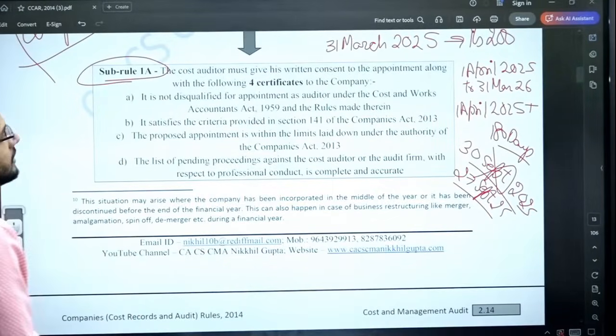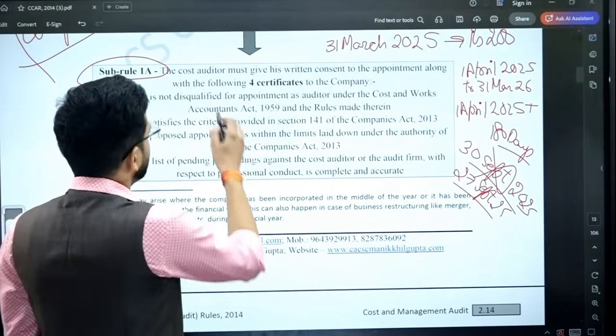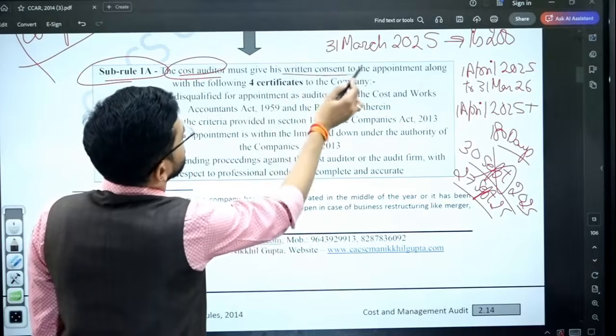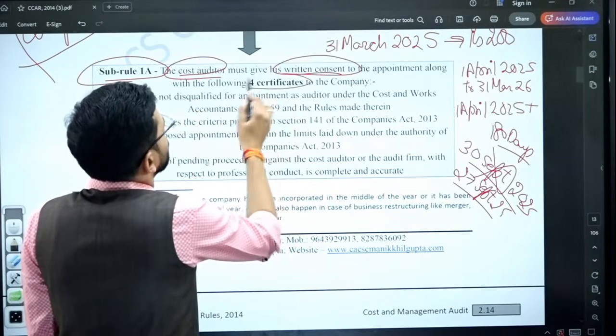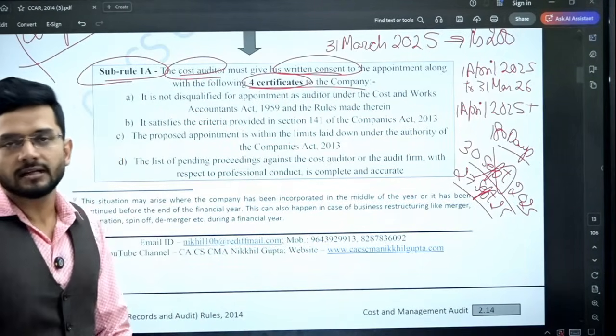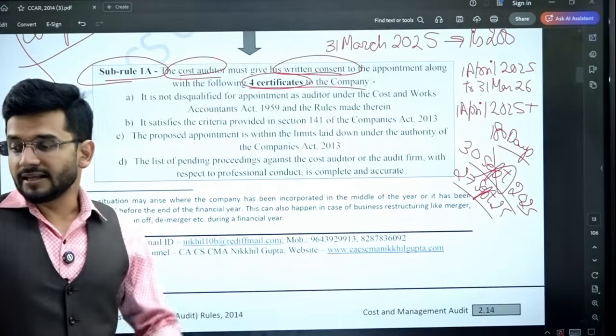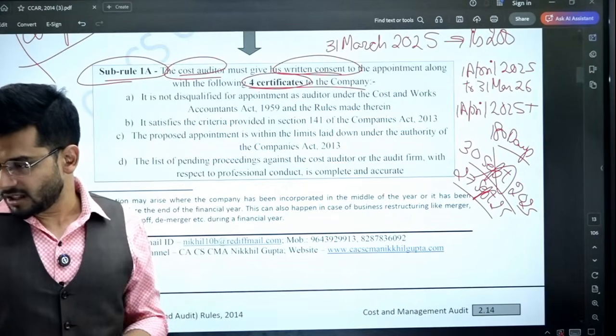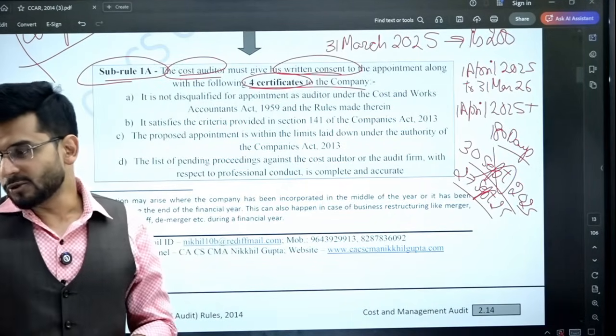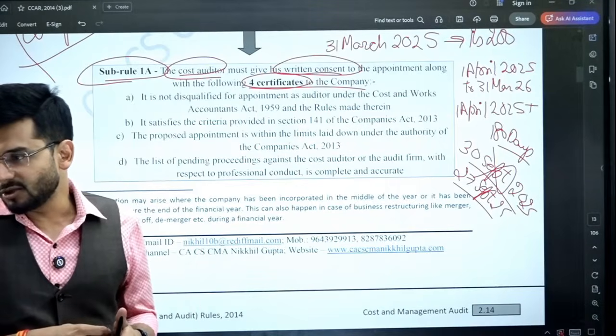Okay. Now, while appointing the cost auditor, his written consent is required, and he has to give 4 certificates to the company. His written consent is required. Manisha has already written: within 27th September 25 he must be appointed. Very good, Manisha.